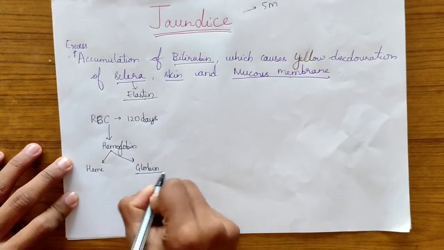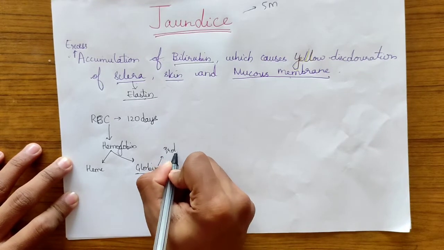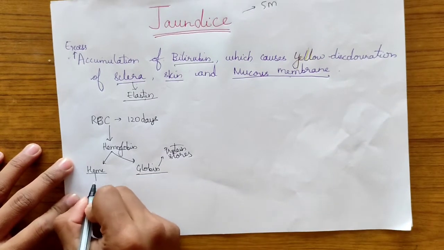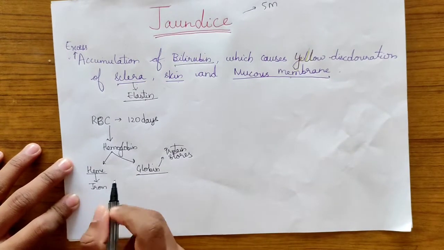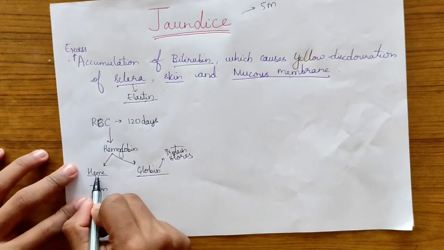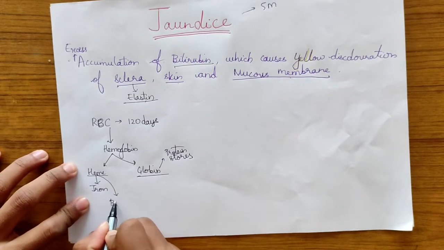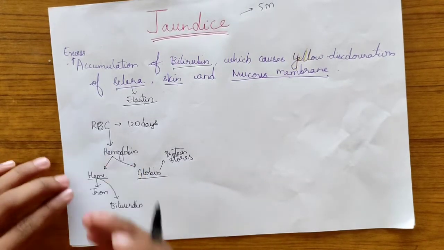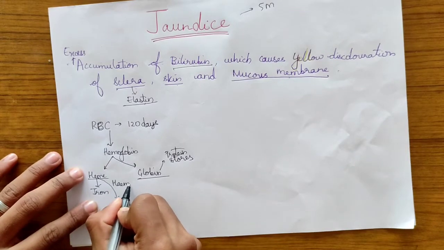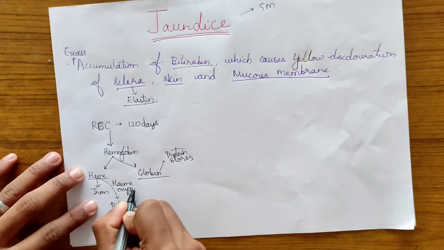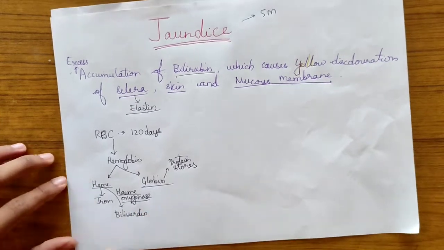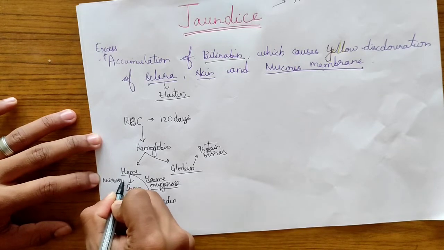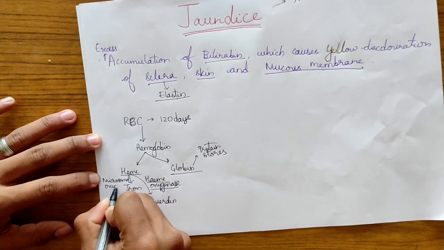So globin is the protein part and it goes to the protein stores in the body. Whereas this heme contains iron. So this iron is taken up by the iron stores. Some of the heme is also reduced to biliverdin. This conversion of the heme to the biliverdin is caused by heme oxygenase enzyme. And this heme to iron is caused by microsomal oxygenase system.